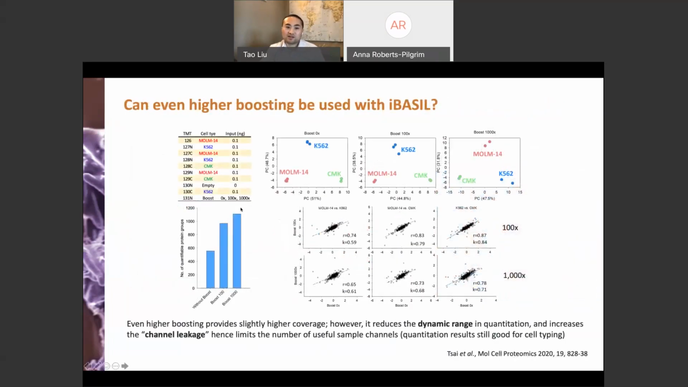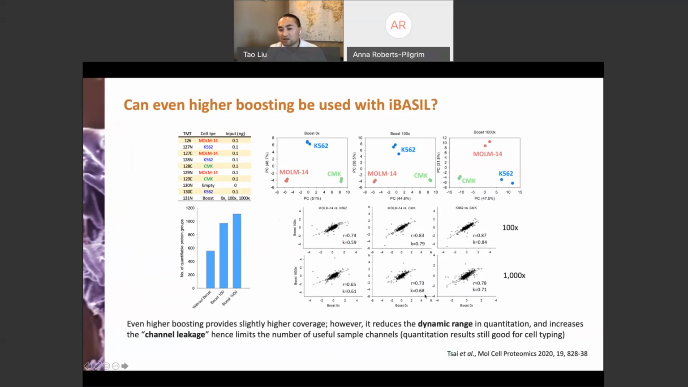So one of the questions is, can you use even higher boosting and achieve better results? The answer is yes, but how much higher can you go? Here we test the extreme condition of 1,000-fold. As you can tell, we can still get pretty reasonable quantification by applying this iBasal strategy. Obviously, they're slightly worse than the lower boosting level. The gain from 100 to 1,000 is not much, but there's still a slight increase.